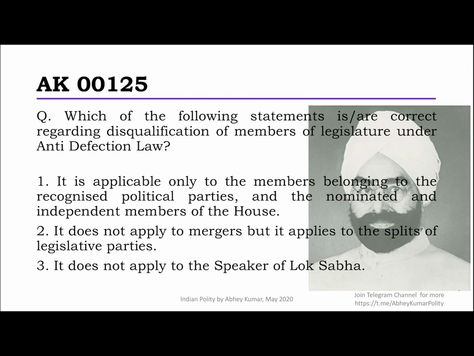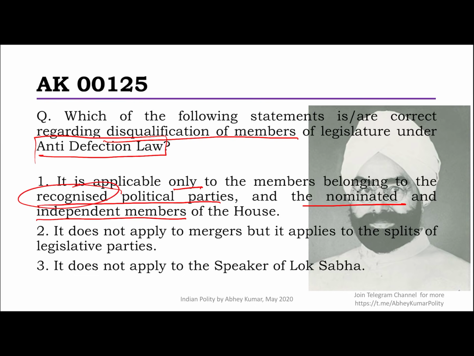Which of the following statements is or are correct regarding disqualification of members of legislature under Anti Defection Law? Anti Defection Law is a very, very important topic. Let's take this question. Let's see one by one. It is applicable only to the members belonging to the recognized political parties and nominated and independent members. No, it is applicable to all the political parties, right? It applies to all the members.